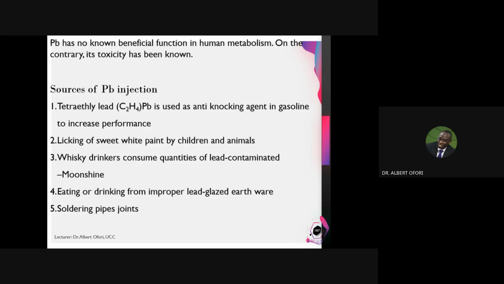Of course, it was used in paint, but later we realized that if you have children in your home, definitely you see children licking walls, and of course animals, and then they will be affected. Again, we also see some levels of lead in some drinks like whiskey, and of course in smoking, like cigarettes. For example, in tobacco, the amount of lead is quite high, and the tobacco industries themselves know.